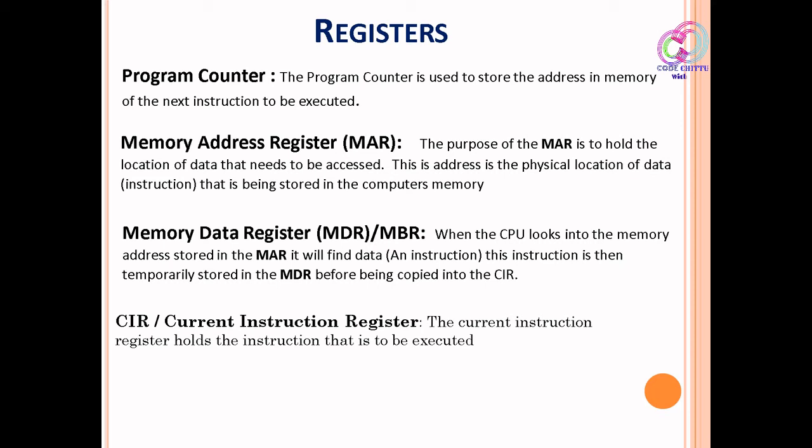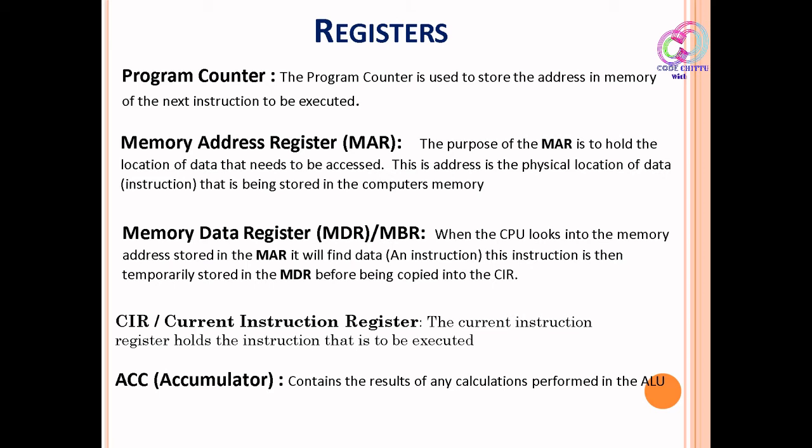Remember, the program counter and the CIR are both present in the control unit. The current instruction register holds the instruction that is to be executed. Here we should not say fetch, because after the fetch the instruction is stored in the CIR, and from the CIR it has to be executed. Before execution it has to be decoded also, so from the CIR it is first decoded and then executed. And the last one, very important, is the accumulator, or you can call it a general purpose register, which contains the result while the calculation is done. Temporarily it performs some calculation, and the calculated data is by default stored in this accumulator. So these are the registers present in our architecture.